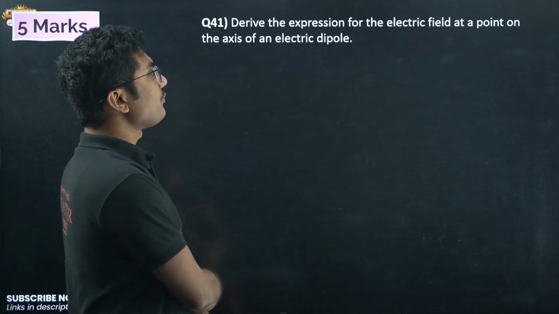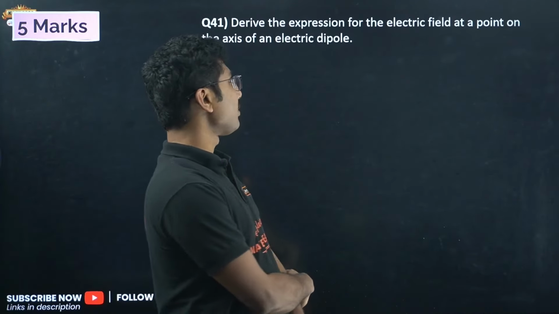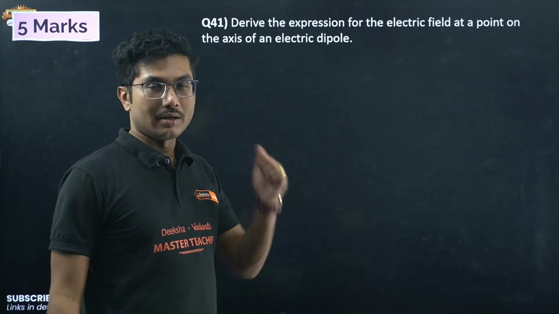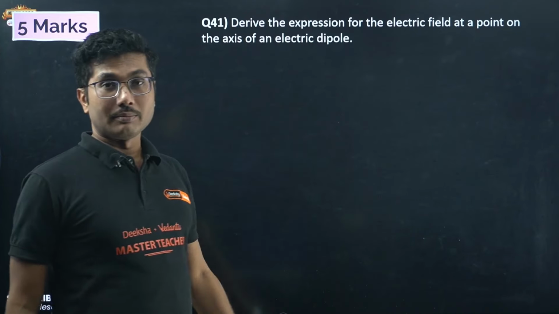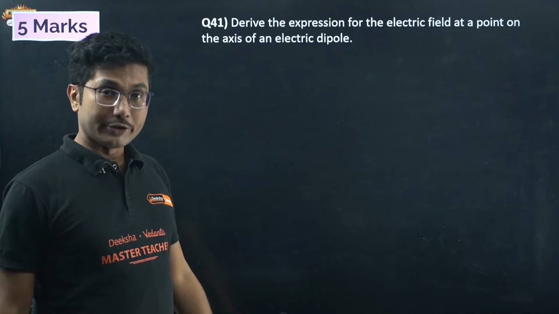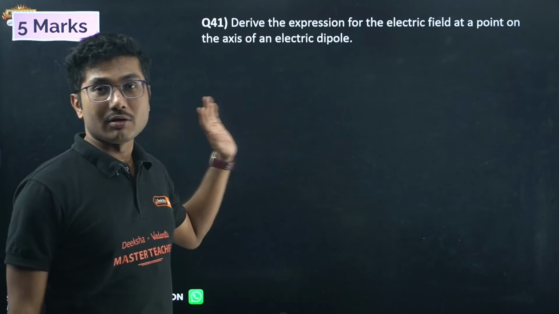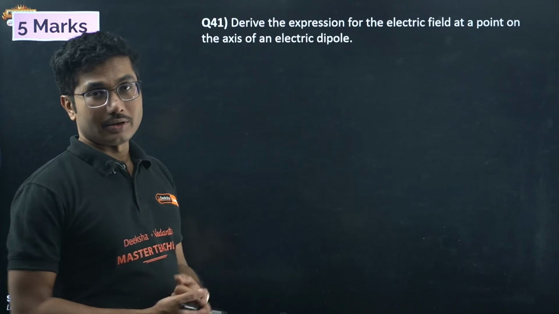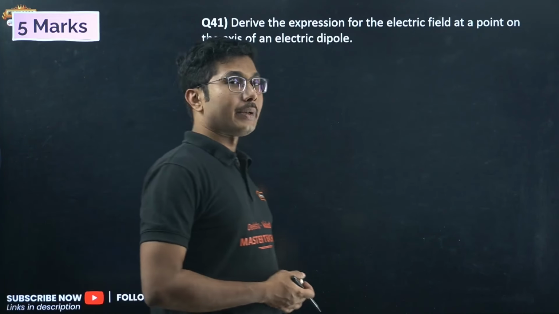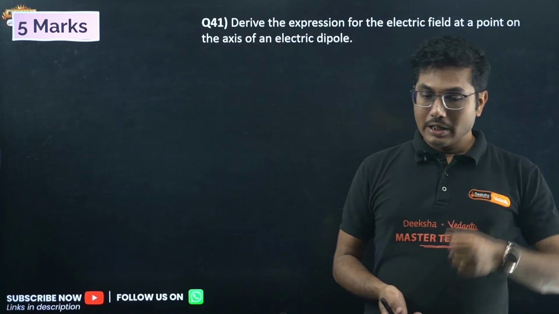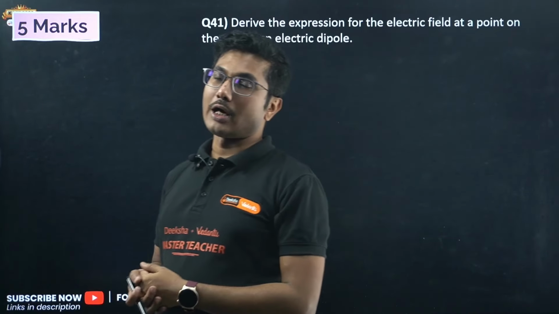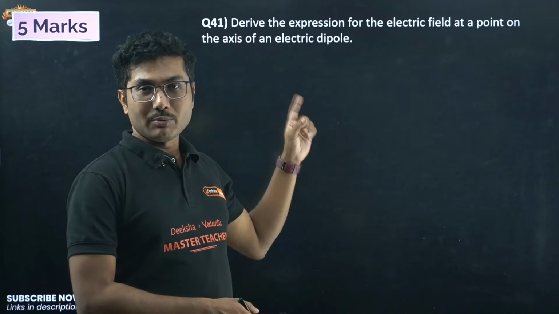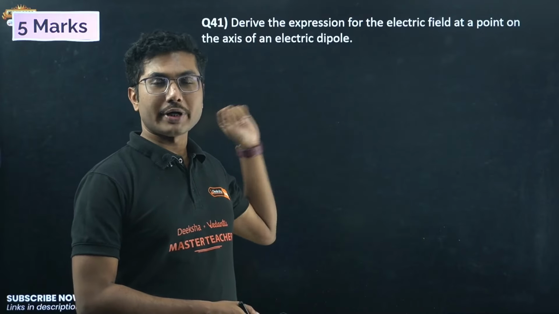Now, derive the expression for electric field at a point on the axis of a dipole. The axis of a dipole is more important than the equatorial plane, but the equatorial plane might also come. In this lecture I am going to discuss only the axis of a dipole. If you want the equatorial plane, I have already done a video on electric charges and fields, the entire chapter, in our Brahmastra series. You can go and check that out. But for the pre-board this is most important, so don't forget to practice this one.